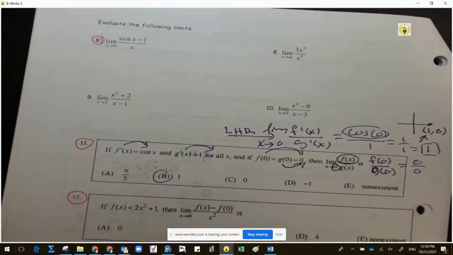All right. So we're looking for the limit on number 8, and we're talking about the first one.